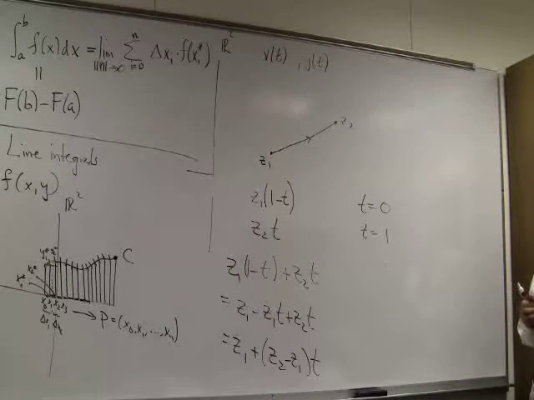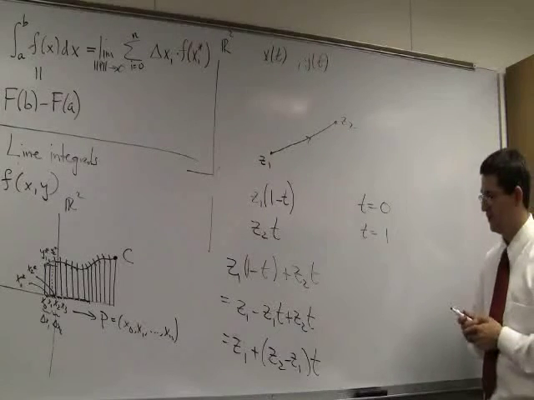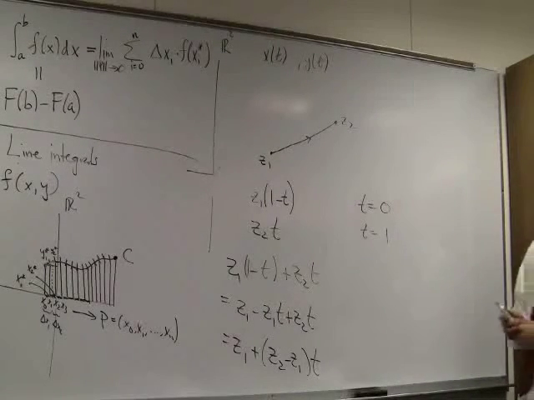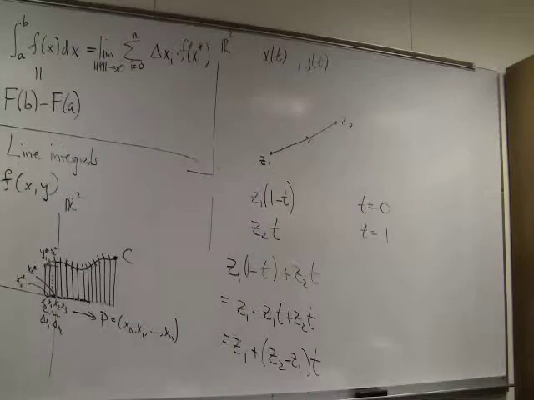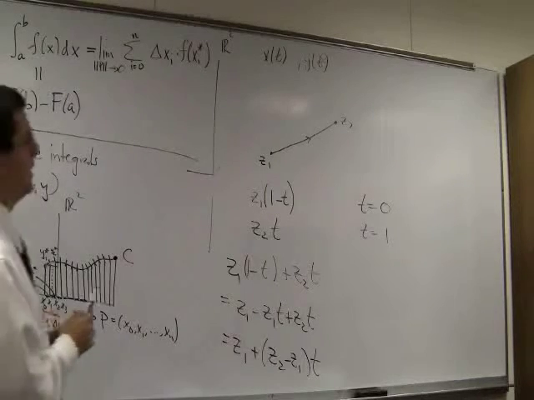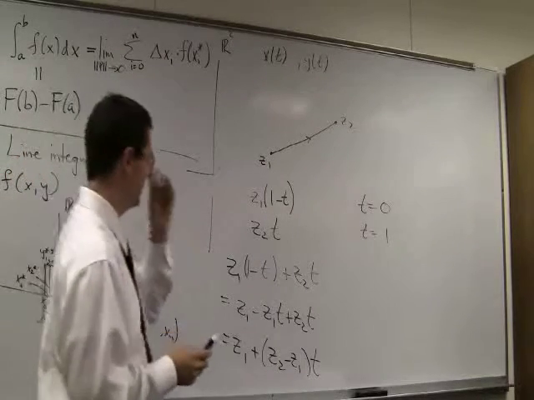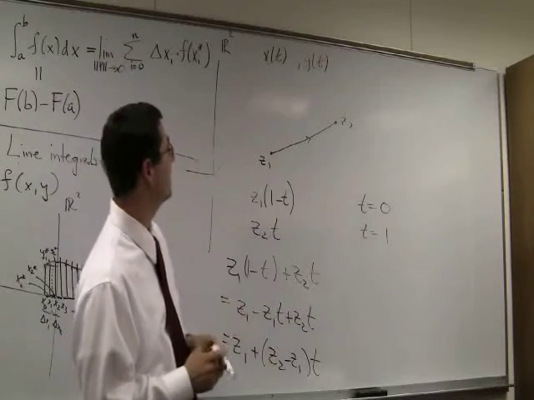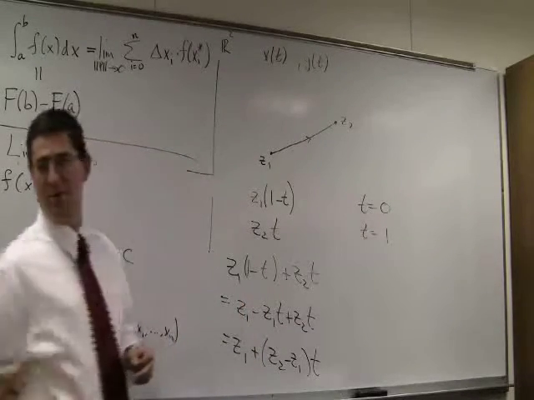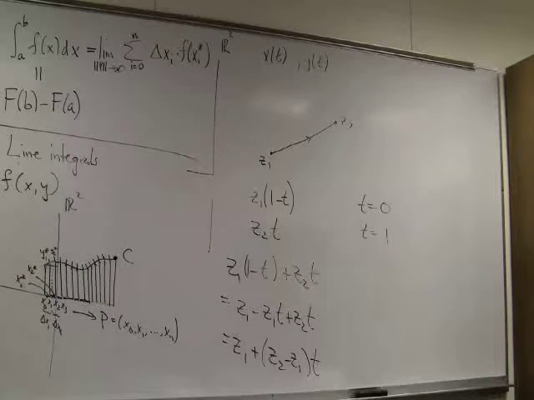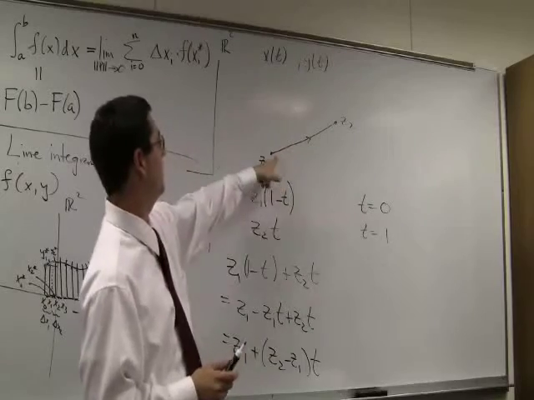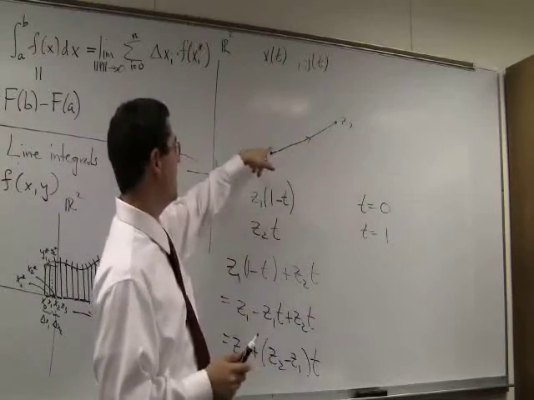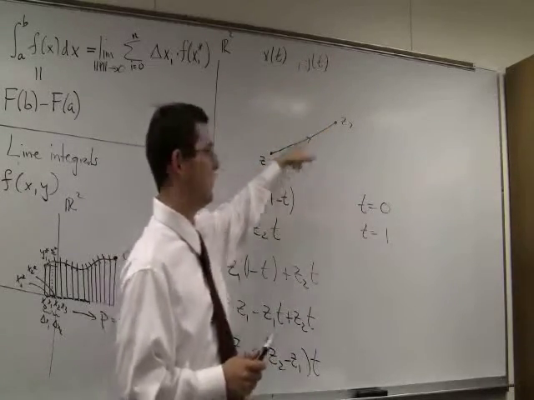But nonetheless, this works. And why? Well, what is z2 minus z1? If you think of the geometric interpretation of vectors, z2 minus z1 is actually this line going from z1 to z2.